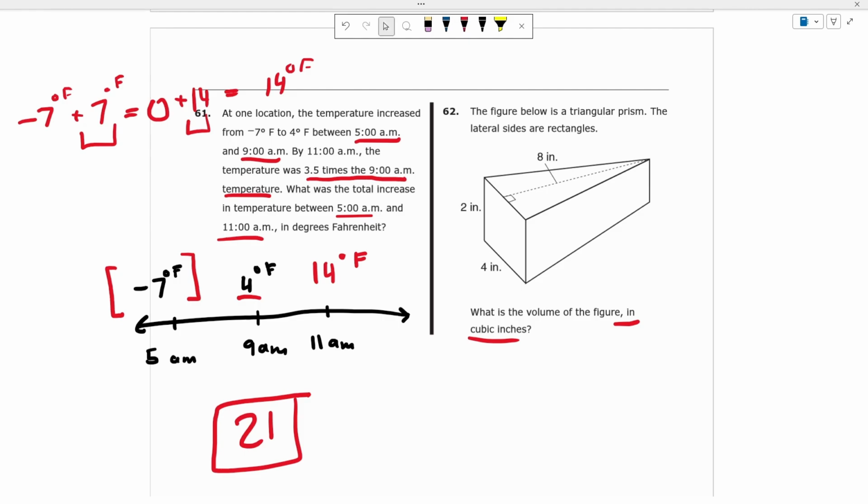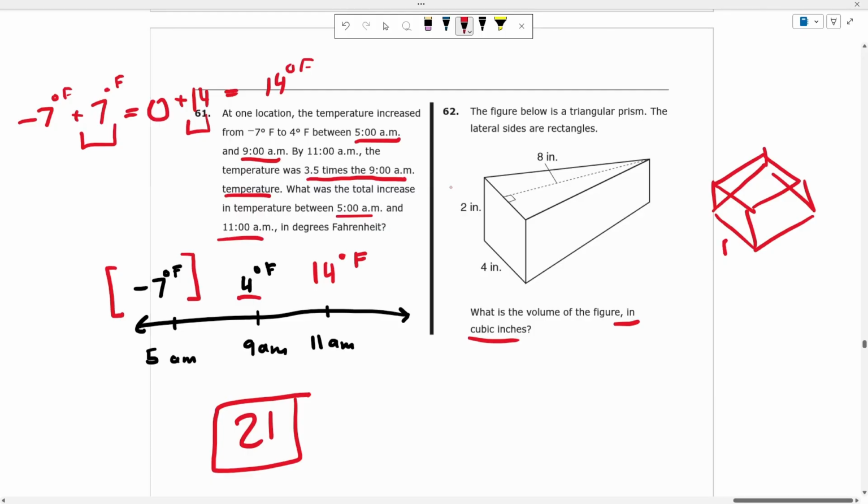Usually they ask you for the volume of a rectangular prism. And the way that you find a rectangular prism volume and a triangular prism volume is pretty much the same. When you take the rectangular prism's volume, all you're doing is multiplying width times length, or base times length, times the height, or width times length times height, right?